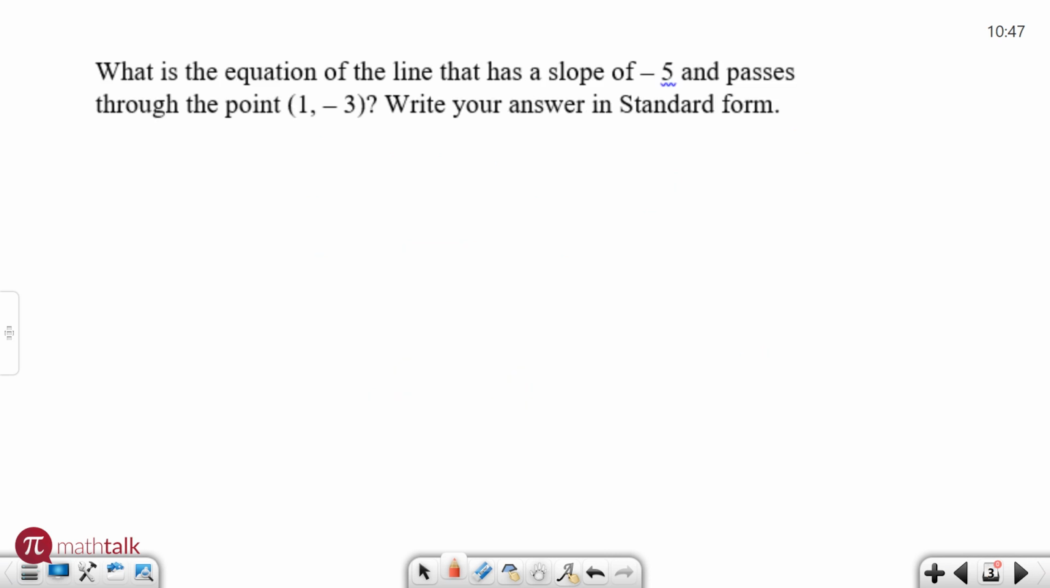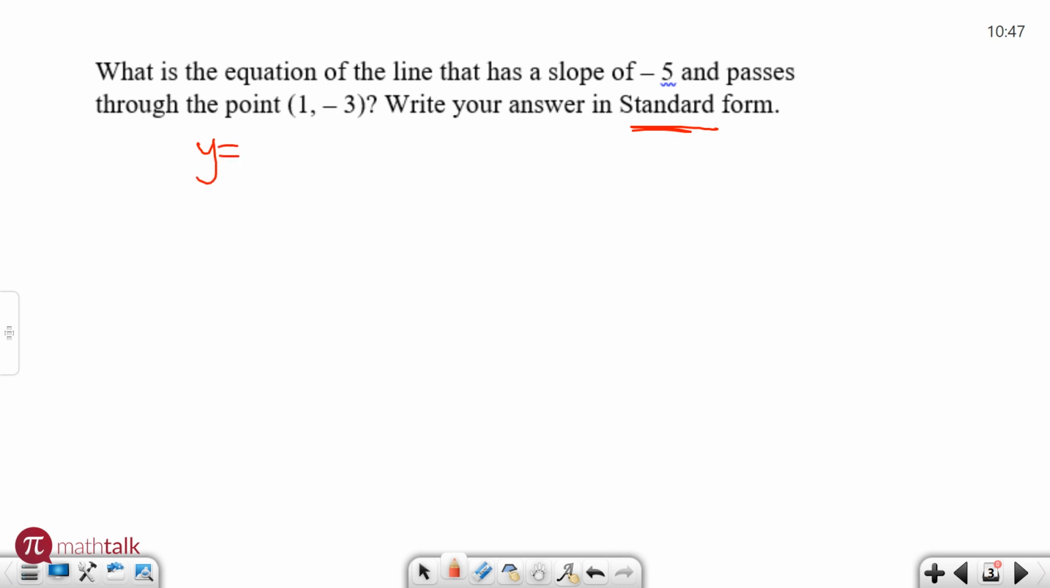What is the equation of the line that has a slope of negative 5 and passes through the point (1, negative 3)? Write your answer in standard form. So there's a couple of things you need to do here. Ultimately, we need to get this in standard form, which is ax plus by equals c. But what I'm going to do is get it in slope-intercept form first and then rearrange it, because it's easier for me that way.